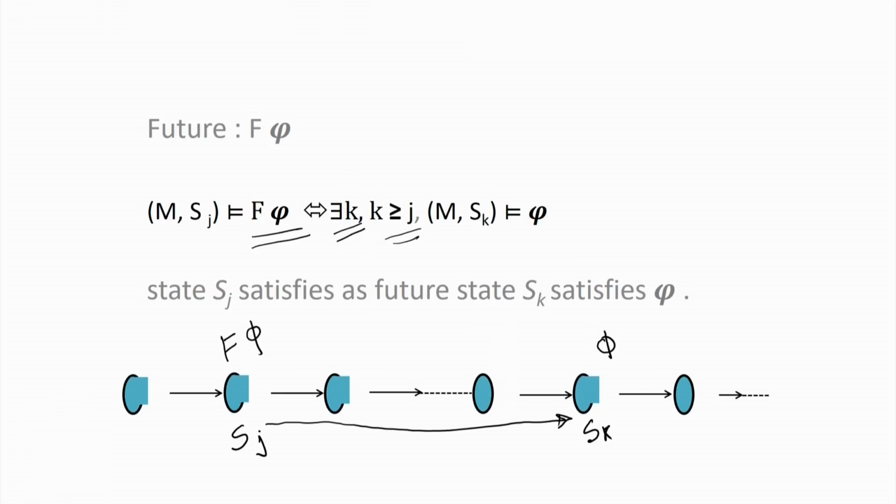Similarly, if I look into this as j plus 1, again we will find that F phi is true in j plus 1 also, because from this particular state if we go through this execution trace, in future I am going to have the state where phi is true. So in this case also we can say that whatever states we have before this S k, in all the states F phi is true. So, this is the notion of the future.